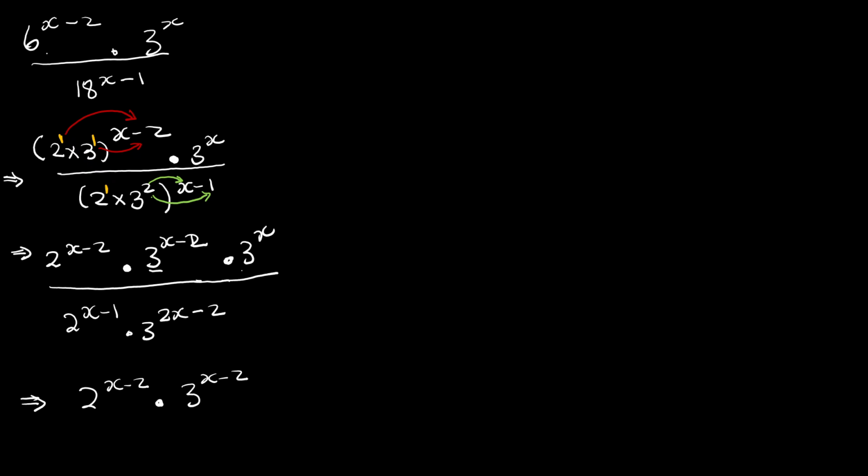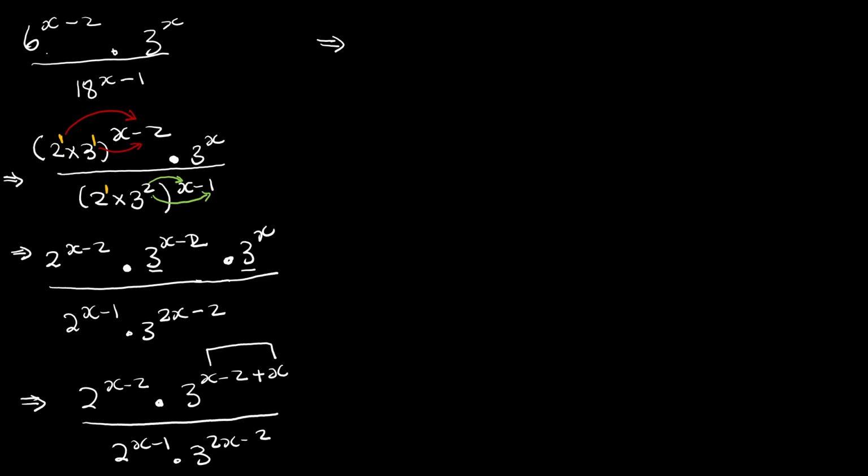These bases are the same. We add the exponent, so this will be plus x. Then everything is divided by 2 to the power x minus 1 times 3 to the power 2x minus 2. So what I'm trying to do is to make sure that I explain everything step by step. So now at the top part we have the like terms.